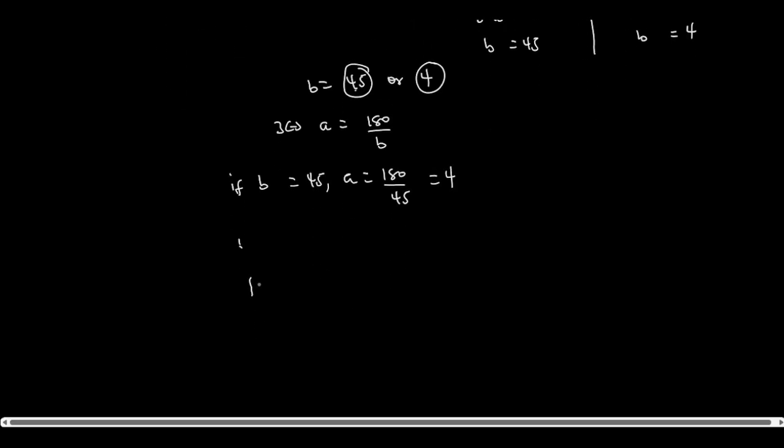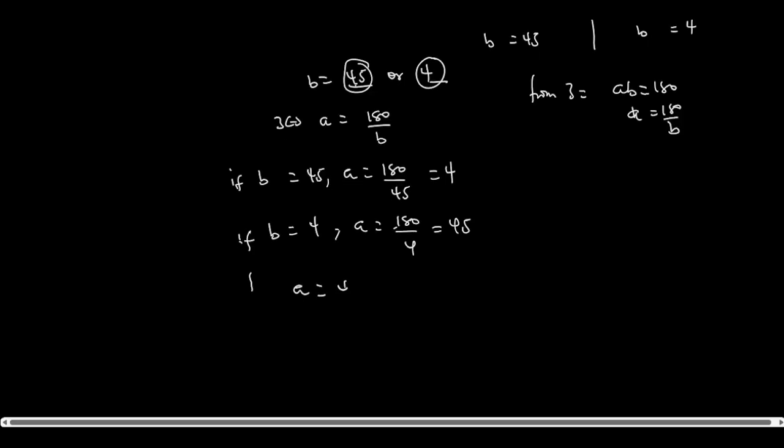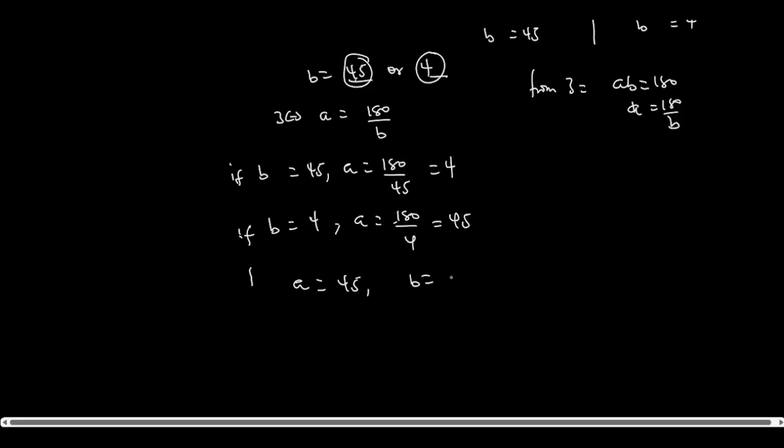And now, if b is equal to 4, because we have two values for b, it's either this or that, then a is equal to 180 over 4. Remember from equation 3, we saw that AB is equal to 180, and then we made A the subject, and we had A is equal to 180 over B. So if B is equal to 4, we have 180 over 4, which is giving us 45, right? So now, you can say let A equal the bigger one, and then B equal to the 4, right?